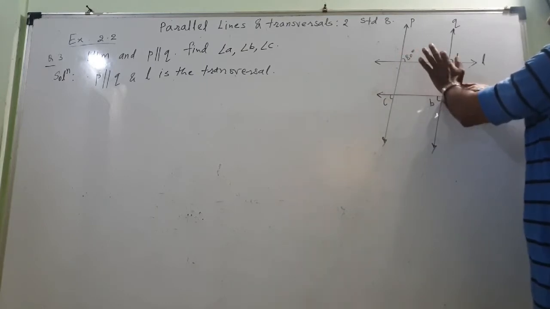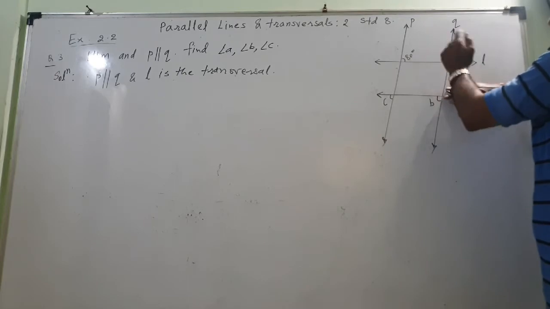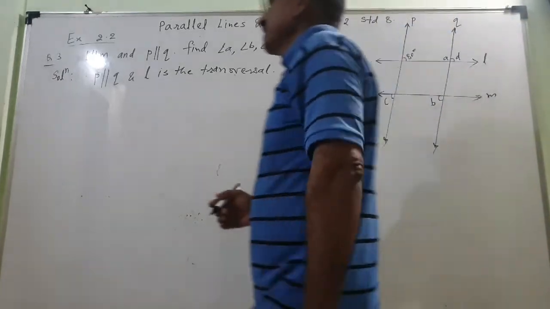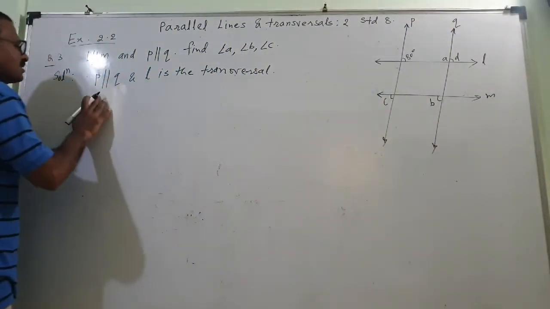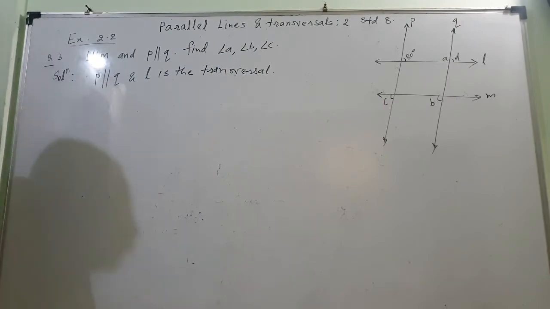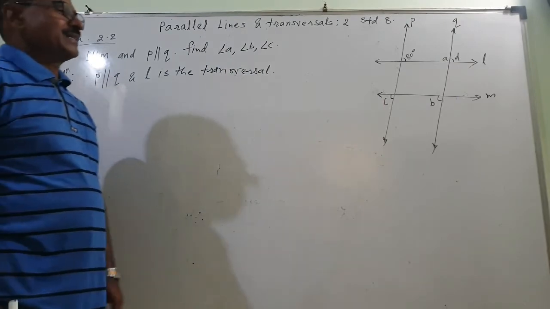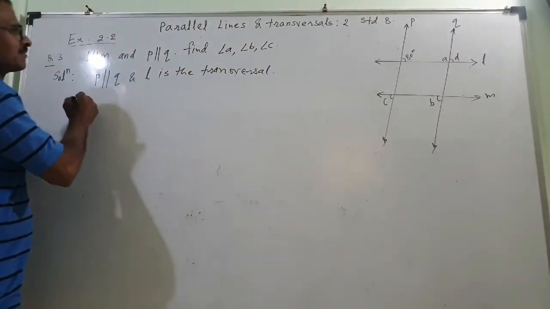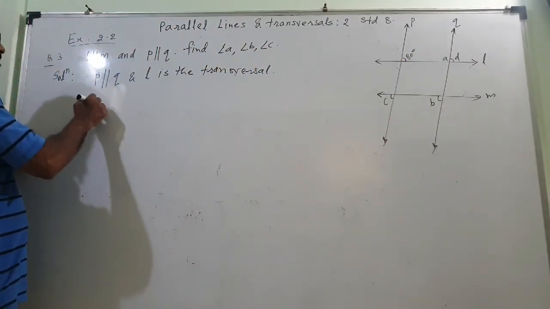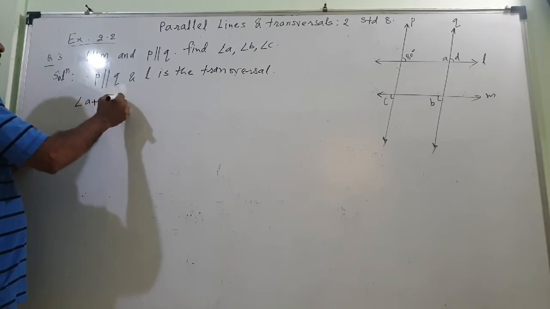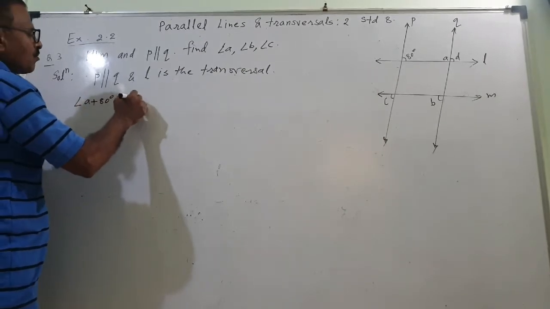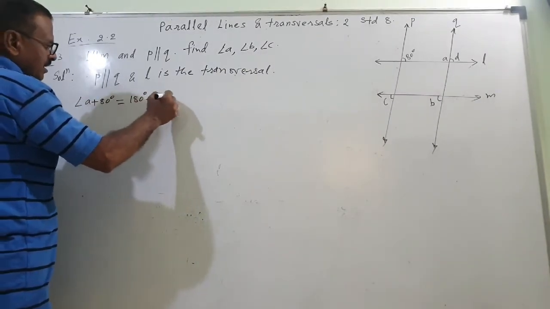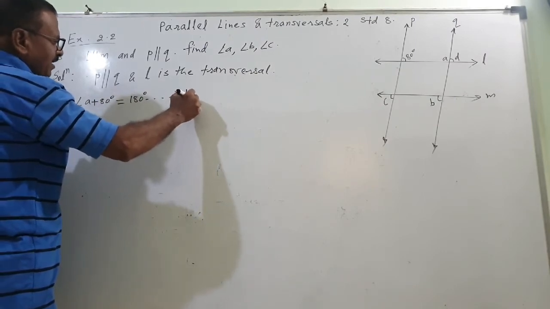Angle 80 plus angle A is equal to how much? 180 degrees. Linear pair angles, or what is it? What is the reason? It is the interior angle test. Interior angles are supplementary. Angle A plus 80 degrees is equal to 180 degrees. The reason is interior angles are supplementary.